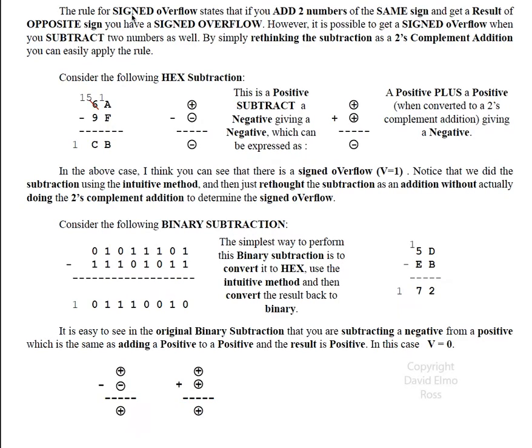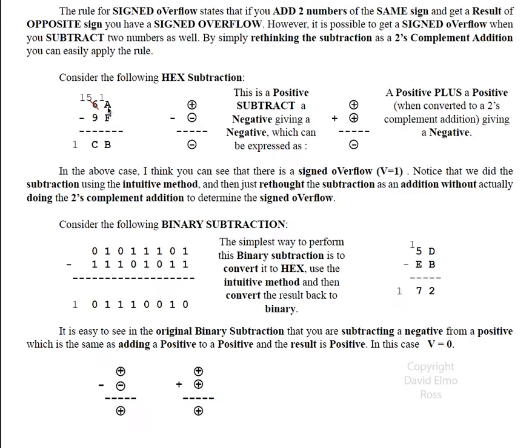Now the rule for signed overflow states that if you add two numbers of the same sign and get a result of opposite sign, you do indeed have a signed overflow, which means the V bit equals 1 of N, Z, V, and C. However, you can also get a signed overflow when you subtract two numbers as well. So let's take a look at that.